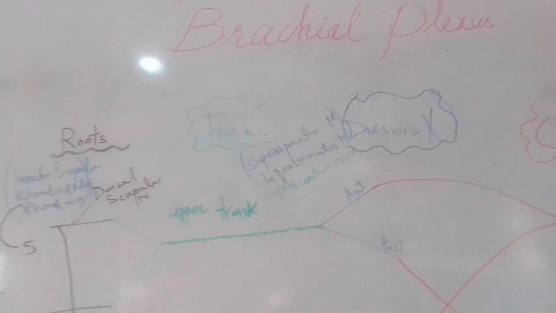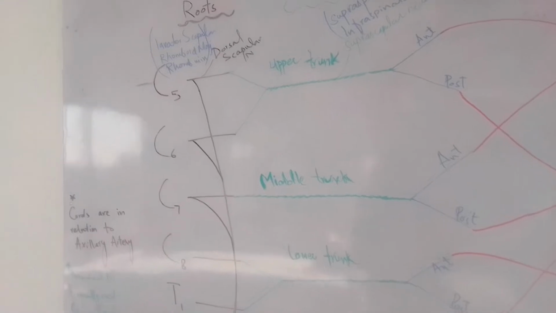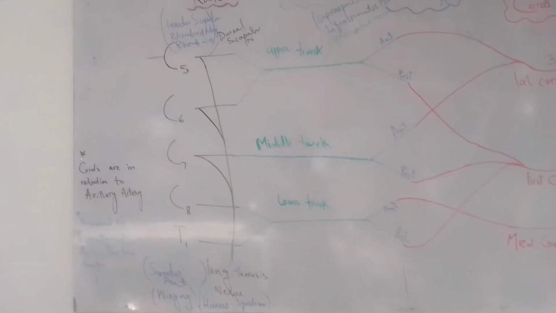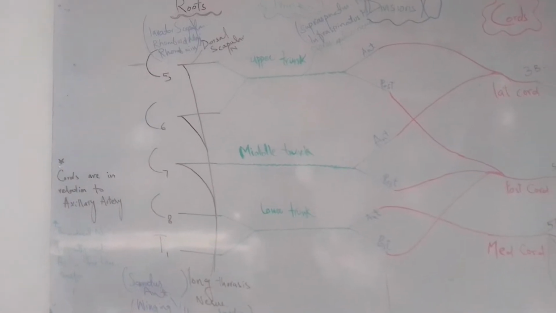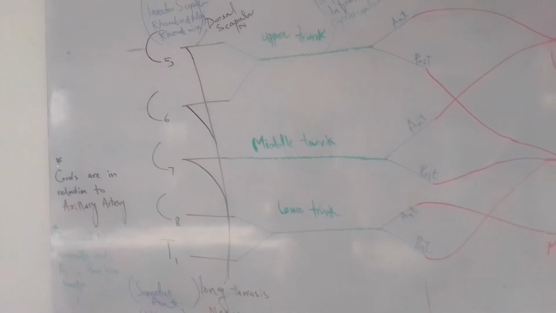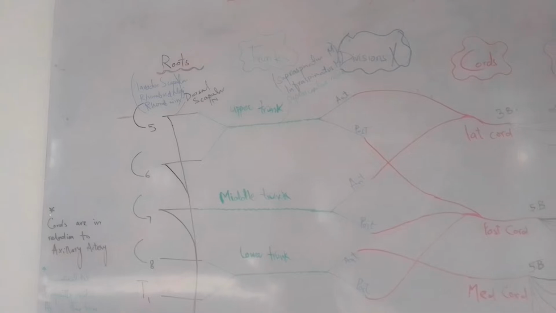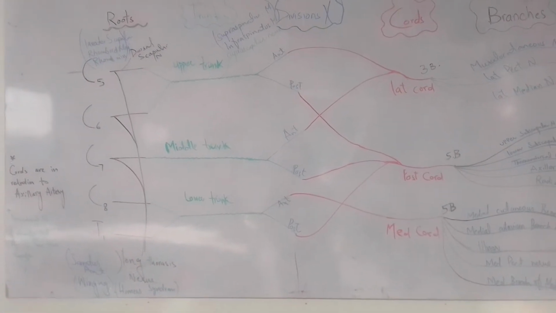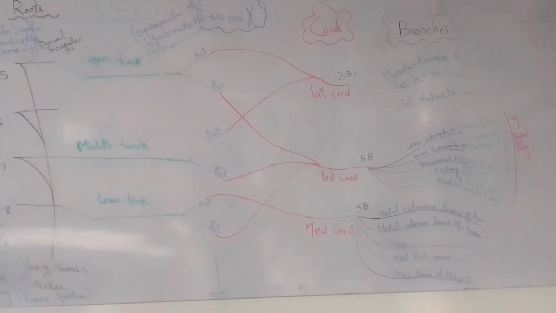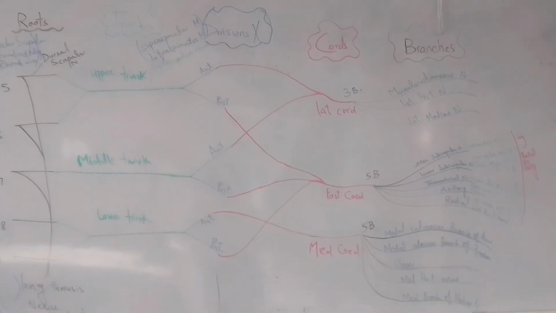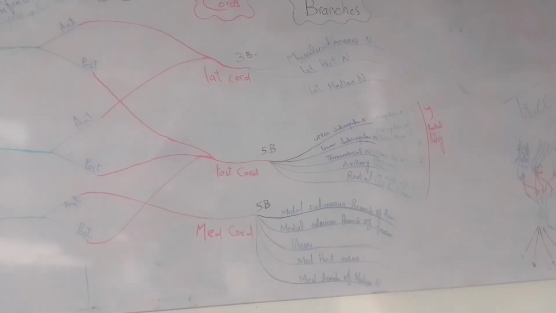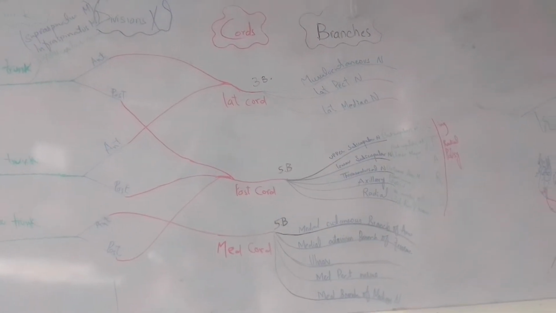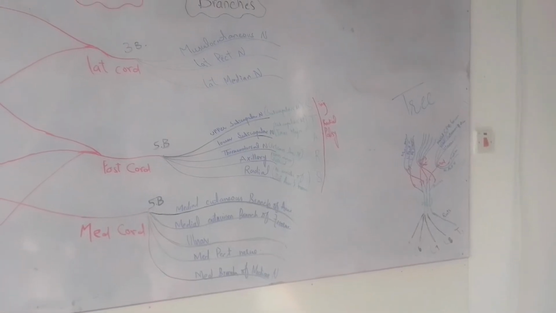Brachial plexus is actually formed by the anterior rami of C5, 6, 7, 8 and T1 roots. C5 and 6, these roots combine to form the trunks. Then they divide into the anterior and posterior divisions. Then these combine to form the cords: lateral, posterior and medial cord. Lateral cord divides into 3 branches, posterior cord into 5 branches and medial cord into 5 branches.